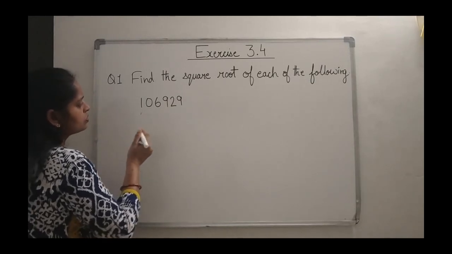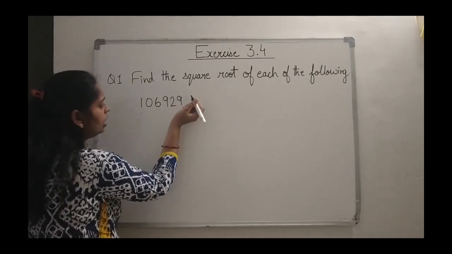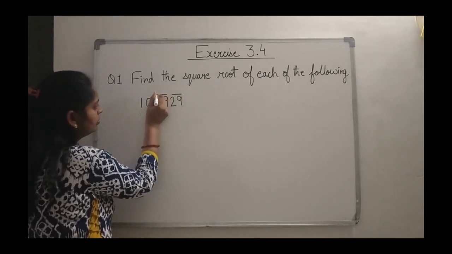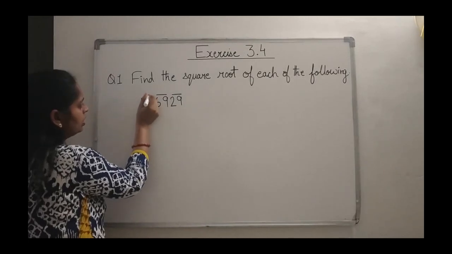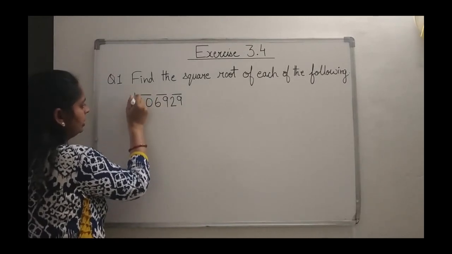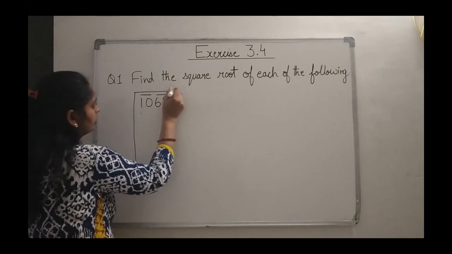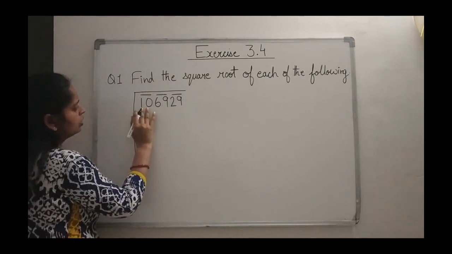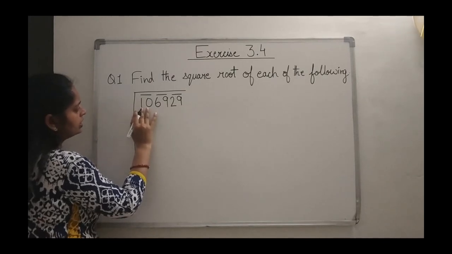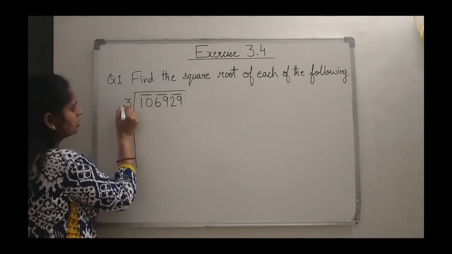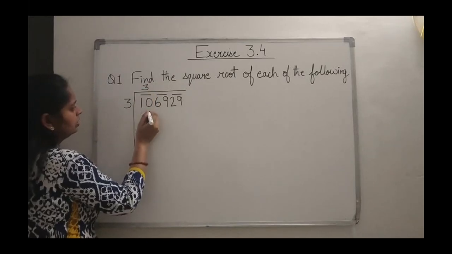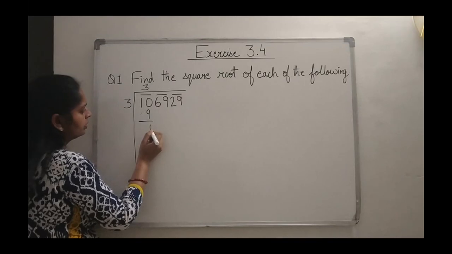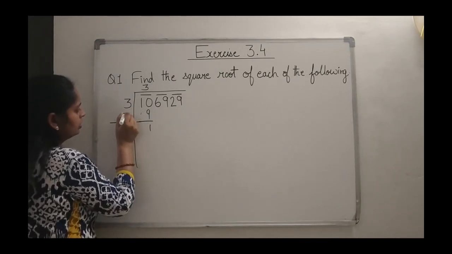First step is to make pairs by putting a bar from the right hand side. So the first bar for 2 digits, again a bar for the next 2 digits, again pairing. Then what is our target number? 10. So what is the nearest square number? That is 9. So 3 3s is 9. 10 minus 9 is how much? 1.